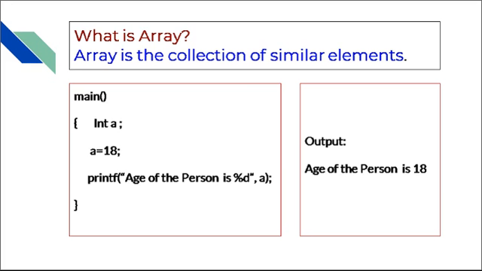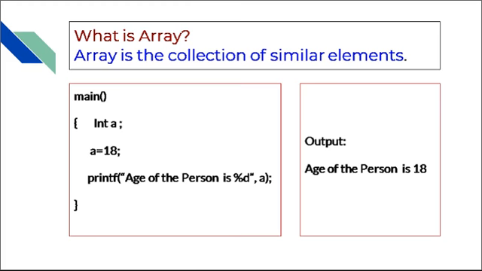To understand what is the array variable, look at this simple program. This program contains only three statements. First one is the declaration statement, second one is reading the data into the variable, third one is displaying the data from the variable. Here the variable a is declared as an integer variable. The value 18 is read into the variable. The value is displayed. Age of the person is 18. So this program reads and displays the age of one person.